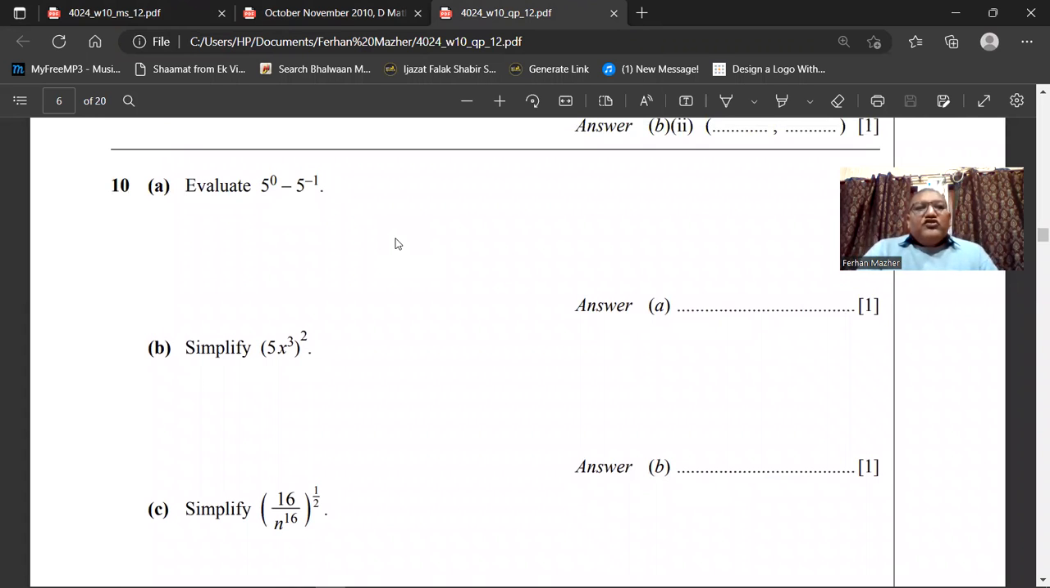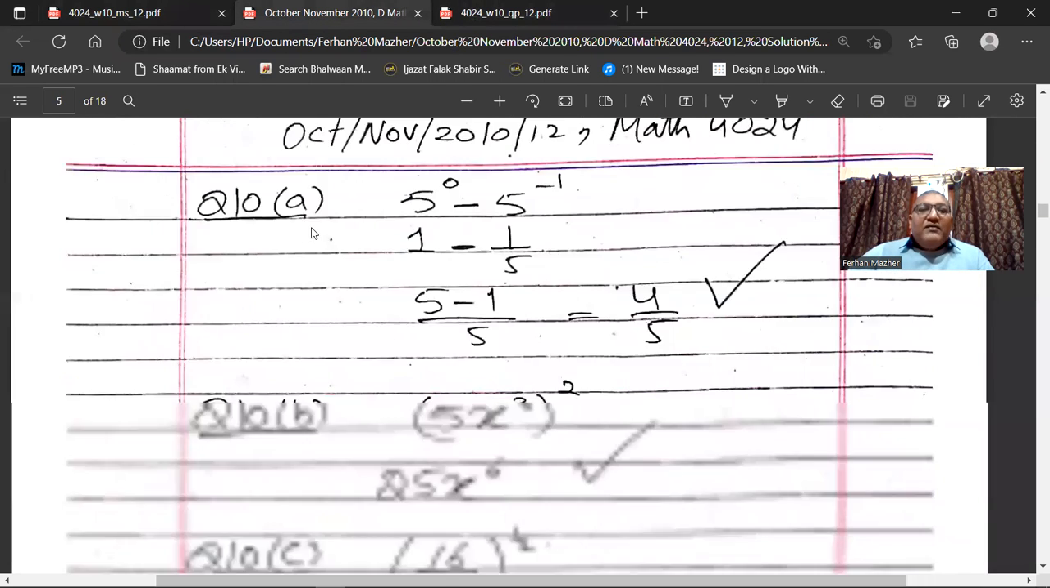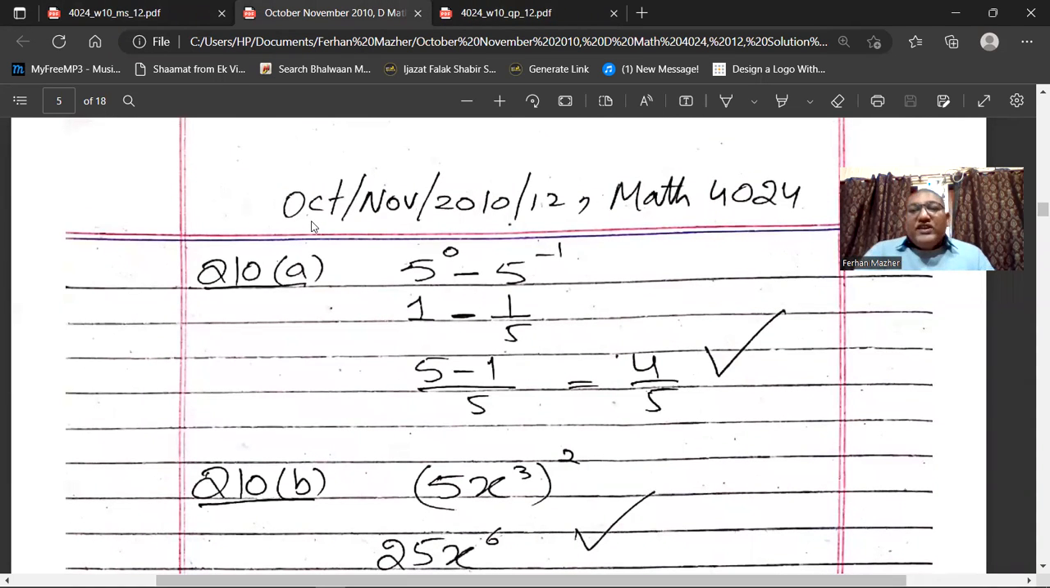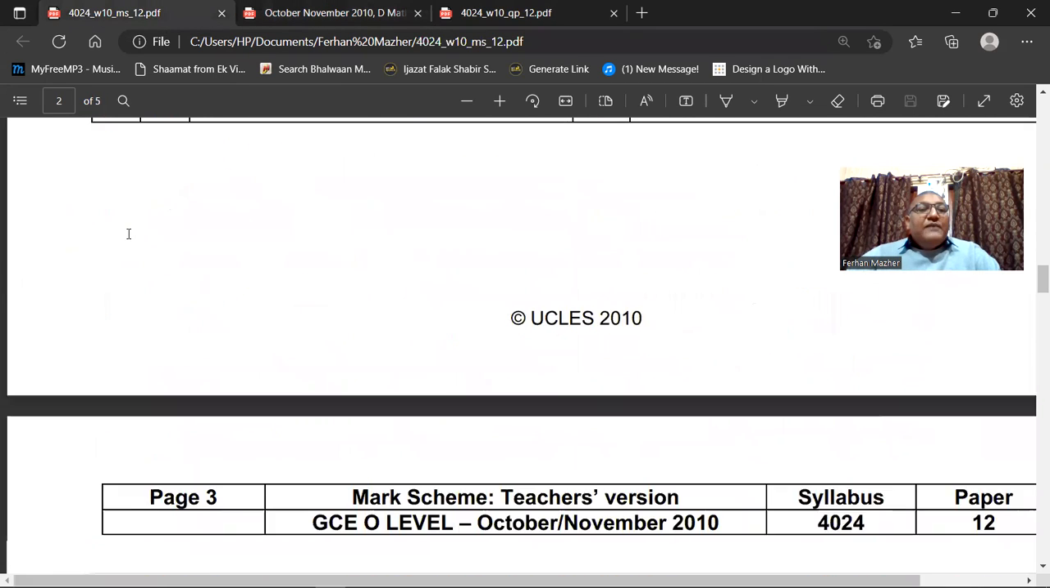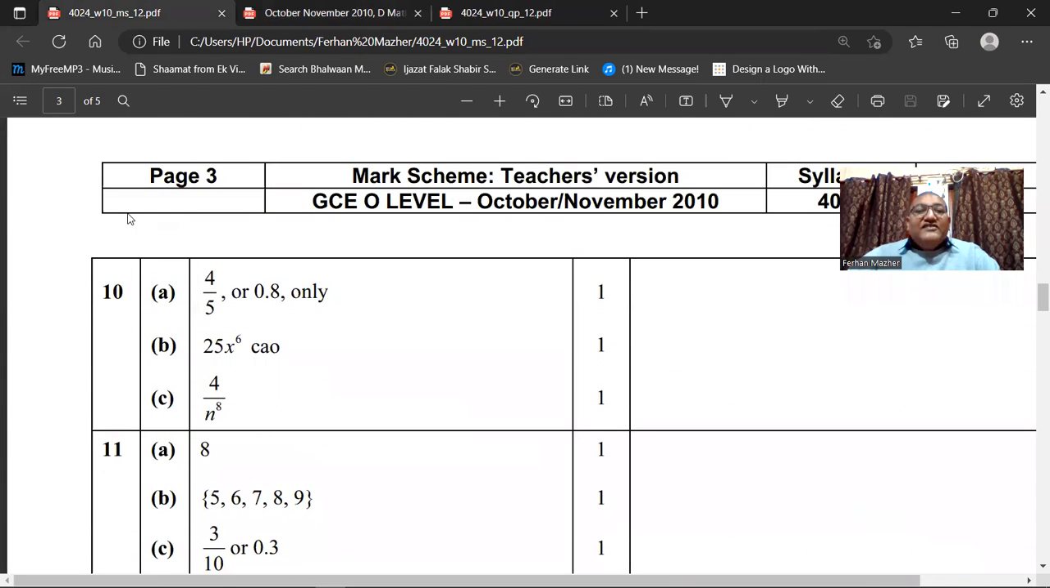So the next question coming up on your screen, question number 10, A part. He says, evaluate 5 raised to power 0 minus 5 raised to power minus 1. You know, anything raised to power 0 is 1. So 5 raised to power 0 will be 1. And because 5 raised to power minus 1 has a negative index, we will bring it downstairs and the power will become positive. So it will become 1 minus 1 by 5. Take the LCM, so it will become (5 minus 1) divided by 5. So it will be 4 by 5. So question number 10, A part is done. 4 by 5 is the right answer.